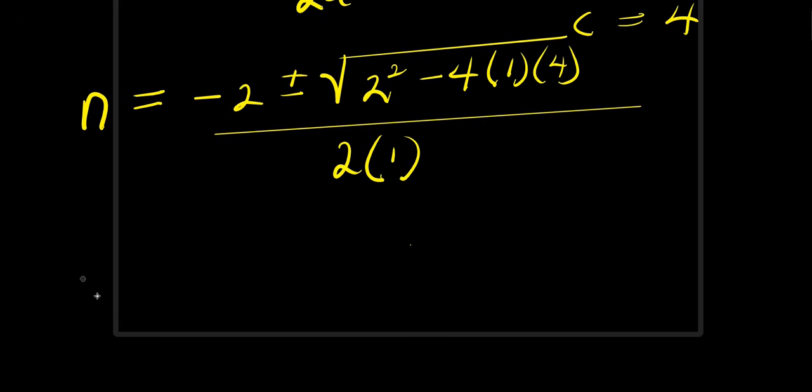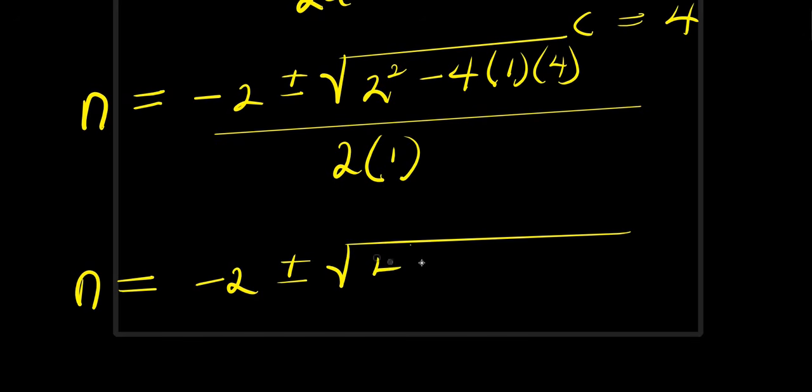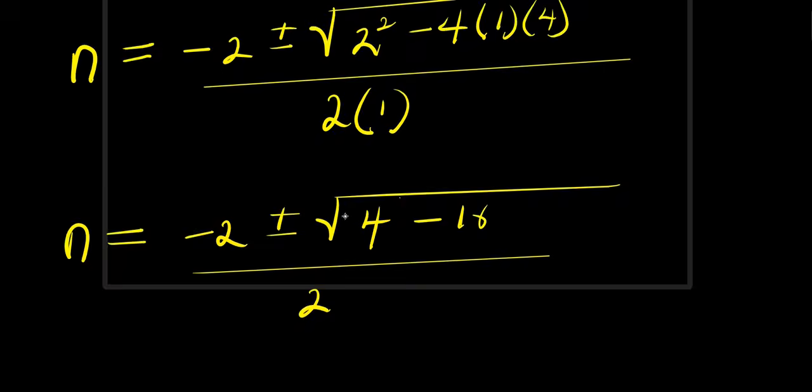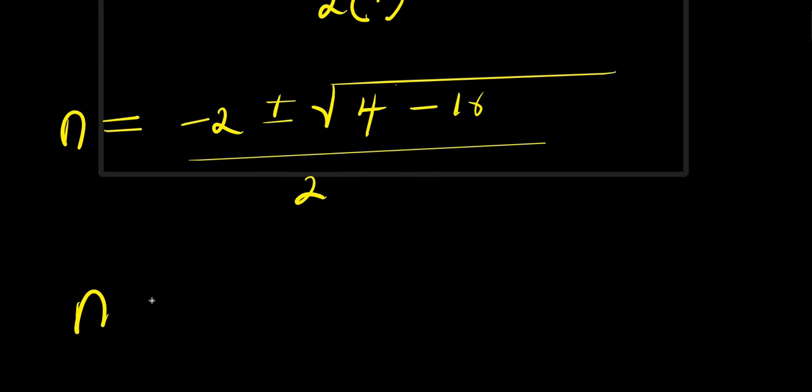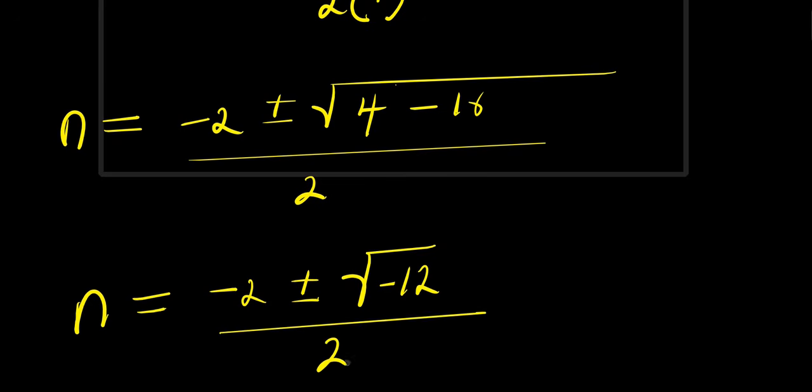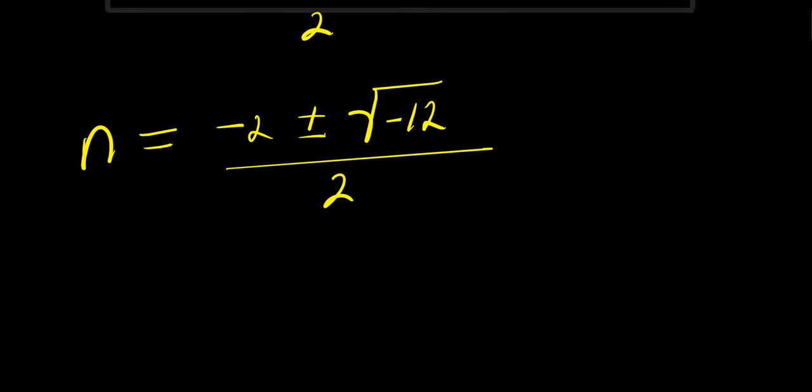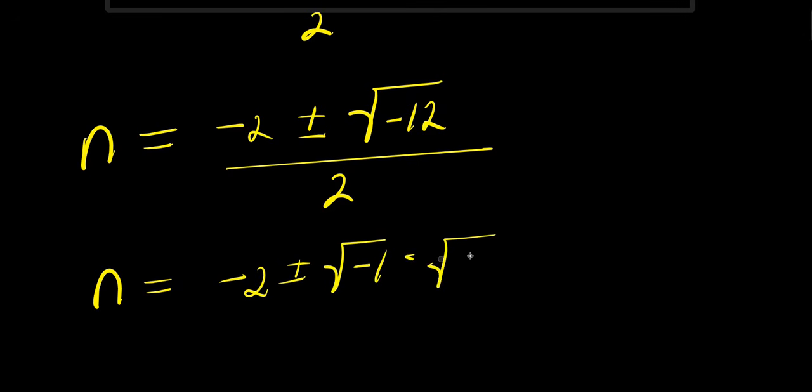So from here, you have n equals negative 2 plus or minus square root of 4 minus 16, divided by 2. So from here, you have n equals negative 2 plus or minus square root of 4 minus 16. This is negative 12, divided by 2. So from here, you have n equals negative 2 plus or minus square root of negative 1 times square root of 12, divided by 2.